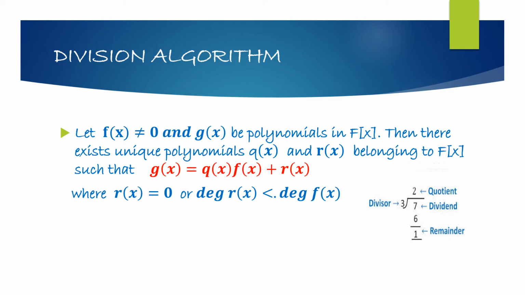So clearly I have mentioned this is my remainder. This is the dividend. The one which is divided is the dividend. The one which is dividing is the divisor. And the quotient. You know what is the quotient and what is the remainder? The dividend is the polynomial which is divided, and divisor is the polynomial which is dividing.